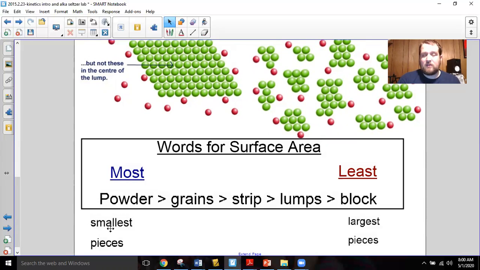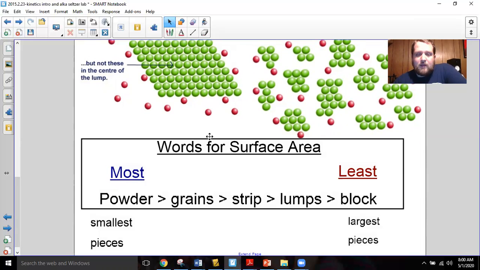The smallest pieces have the fastest reaction rate. The largest pieces have the slowest. And that's because more of the material is locked away on the inside, and the particles that want to react with it can't get to the inner ones until they work their way through the outside. If it was all broken up, then they could get into the inside at the same time as the ones on the outside.